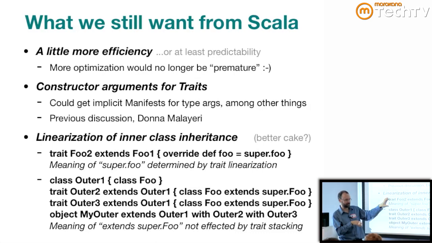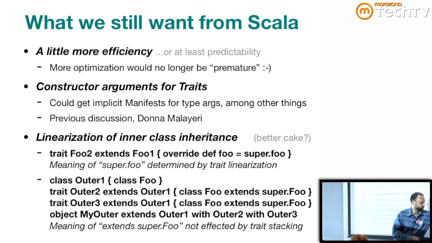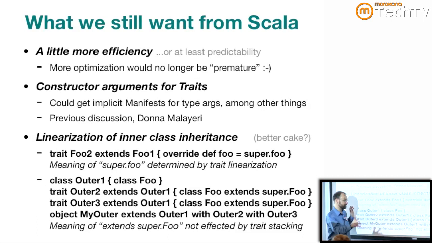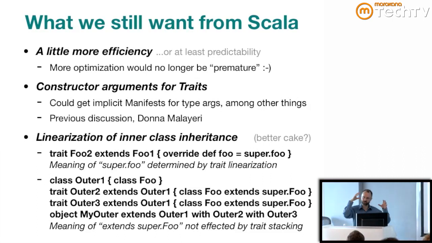I would like the same kind of thing to be possible when I say extends super.foo in an inner class. Right now, if I have an inner class foo here, and then I have some traits that create new inner classes that extend super.foo, this super.foo statically refers to the outer one. I would like to be able to stack a bunch of traits here and have foo incorporate all of the aspects of all of the subdefinitions of foo in all of these traits. It's like a kind of cake pattern that lets me reach into an already defined inner object and add some functionality to that pre-existing inner object.